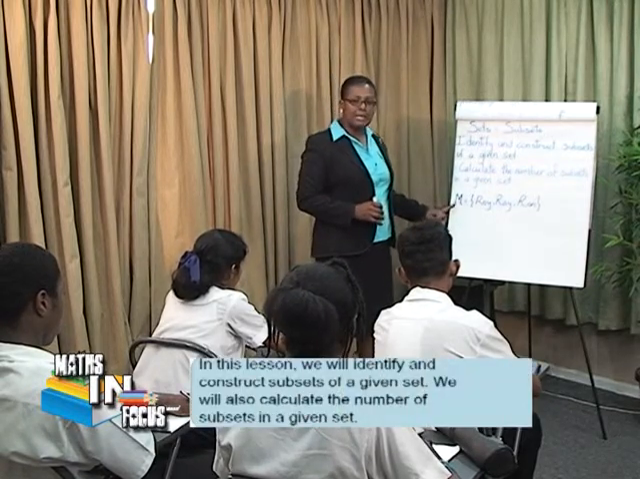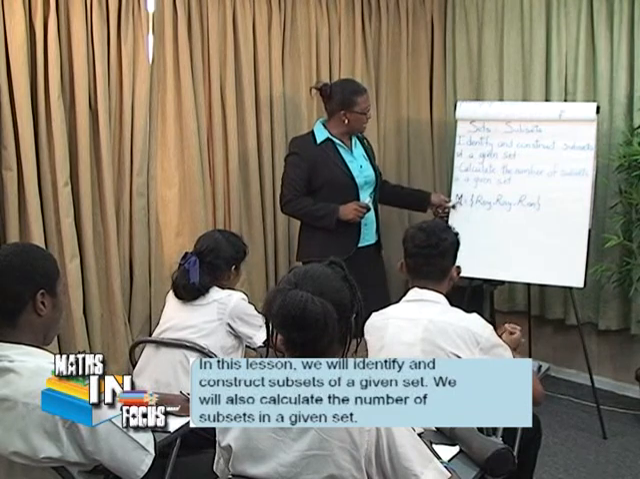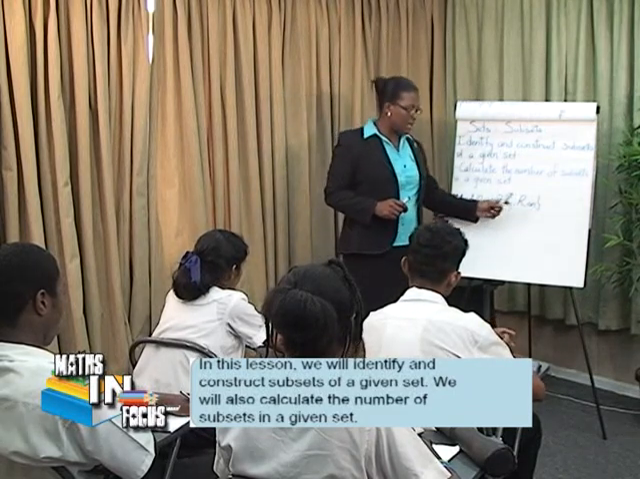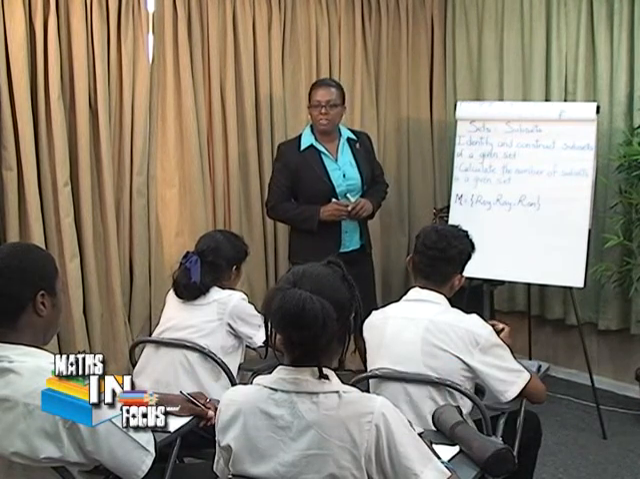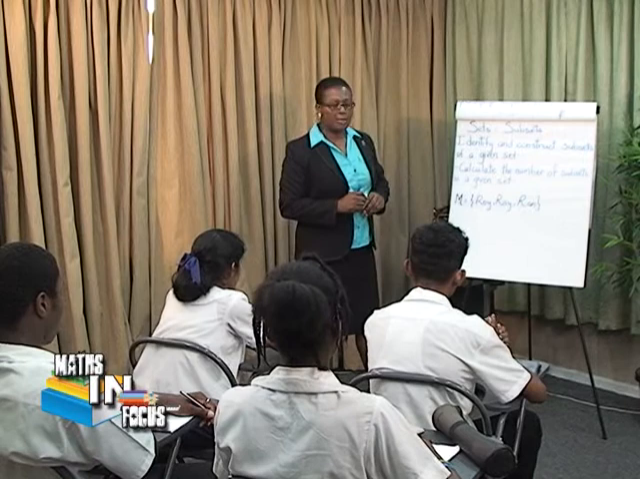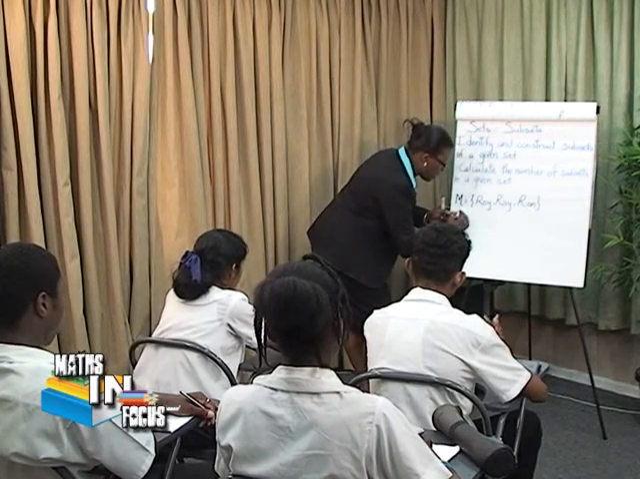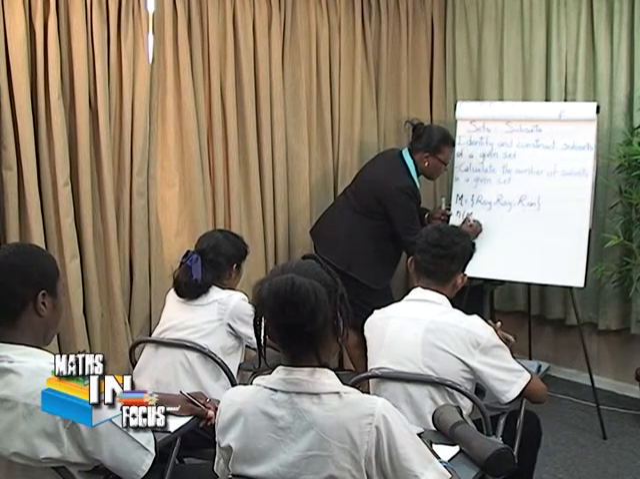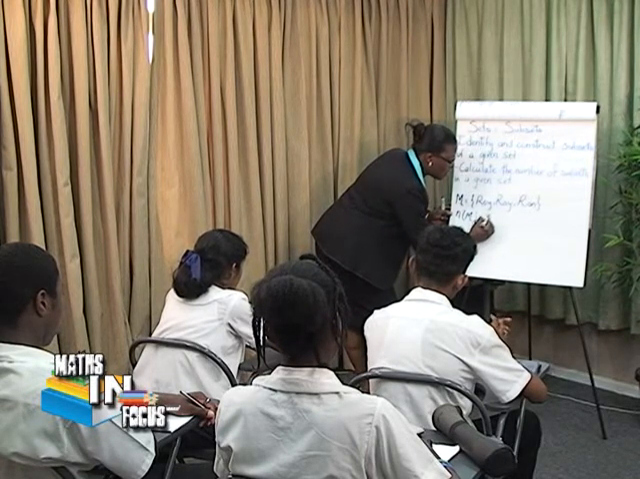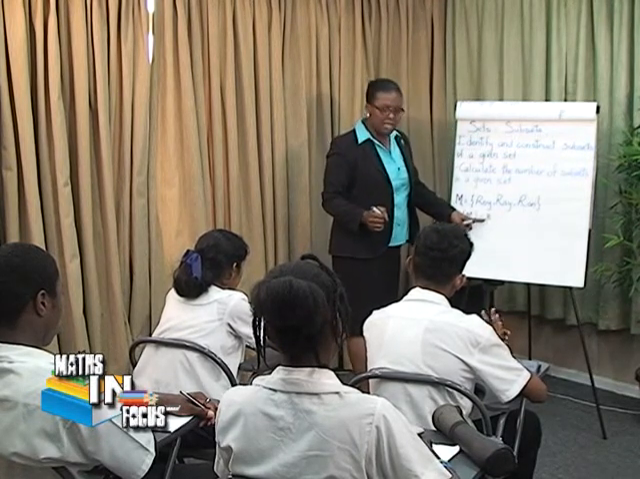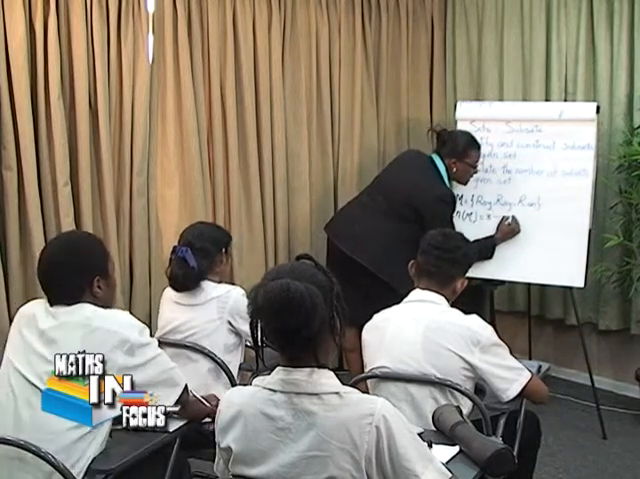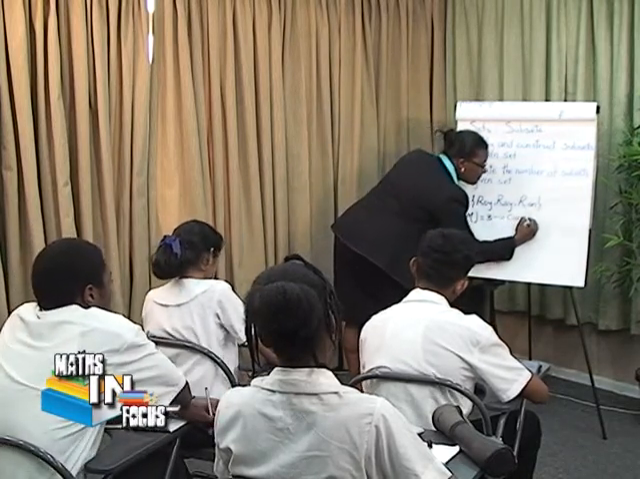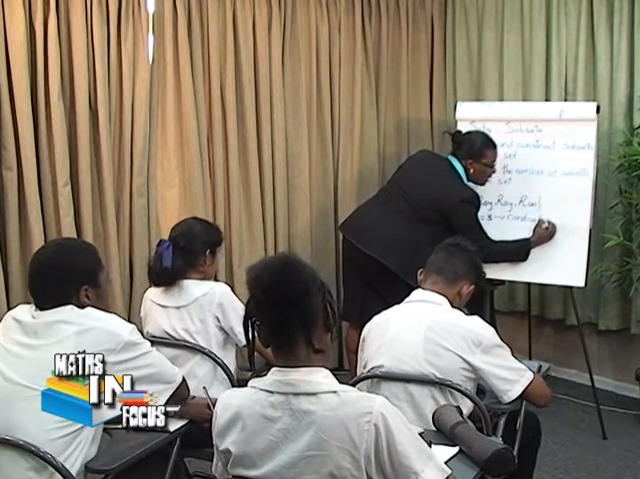Now here I have the set M. The elements of M are Roy, Ray, and Ron. How many elements can be found in the set M? 3. So I can write the number of elements in the set M is equal to 3. This 3 is called the cardinal number of M. So I put an arrow and I say it's the cardinal number.